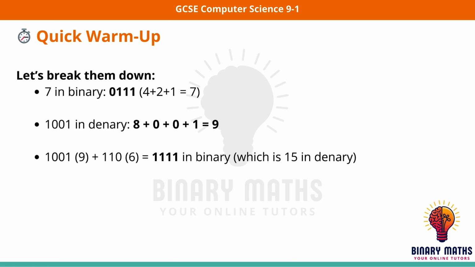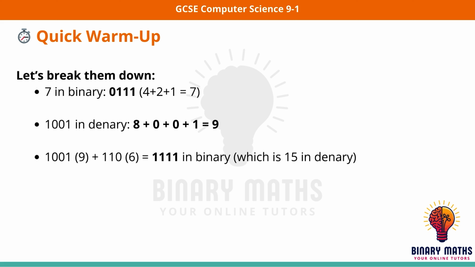Right, so here's how you solve them. 7 in binary is 111. Think of it as 4 plus 2 plus 1. Now the best way to get to this answer is by using the place value system that we discussed in lesson 1 of this unit. If you haven't watched that video, you might want to go back and watch it. It's 2.1.